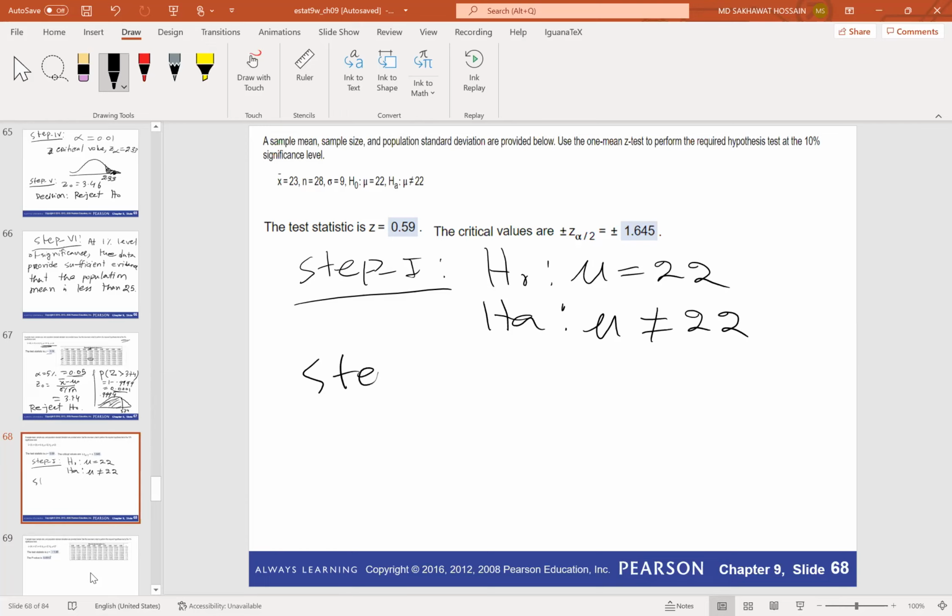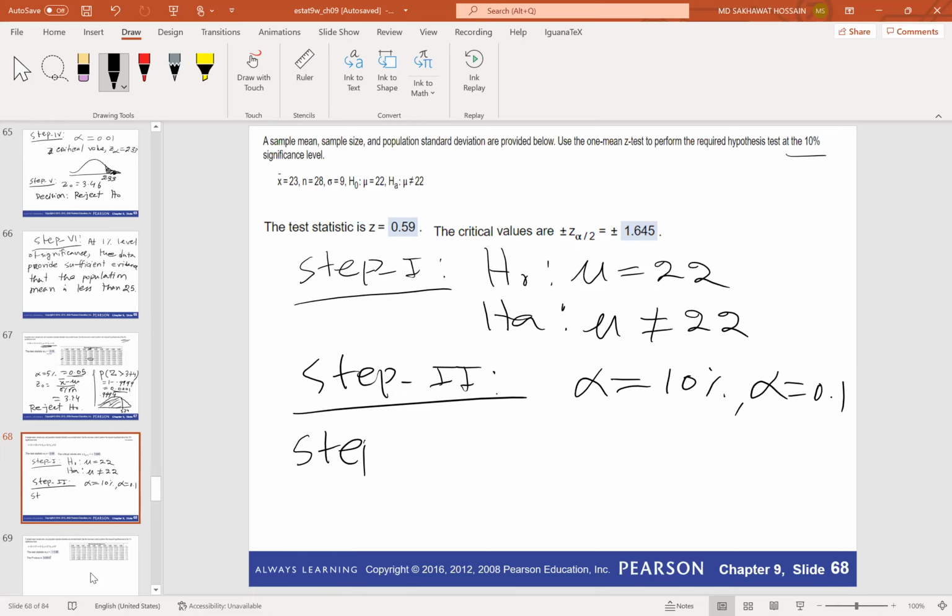The next step is to determine the alpha value. The alpha value is given here, which is 10%. So that means alpha is 0.1. This is our alpha value, the level of significance. The third step is we need to calculate the test statistics.